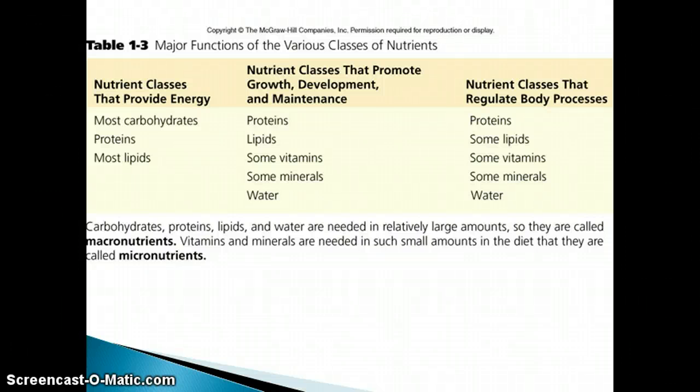Hello. This presentation is on classes of nutrients that provide energy. As you can see from this table, those are carbohydrates, proteins, and lipids. We'll talk later on about classes of nutrients that promote growth and development and ones that regulate the body. As you can see, though, there is some overlap.